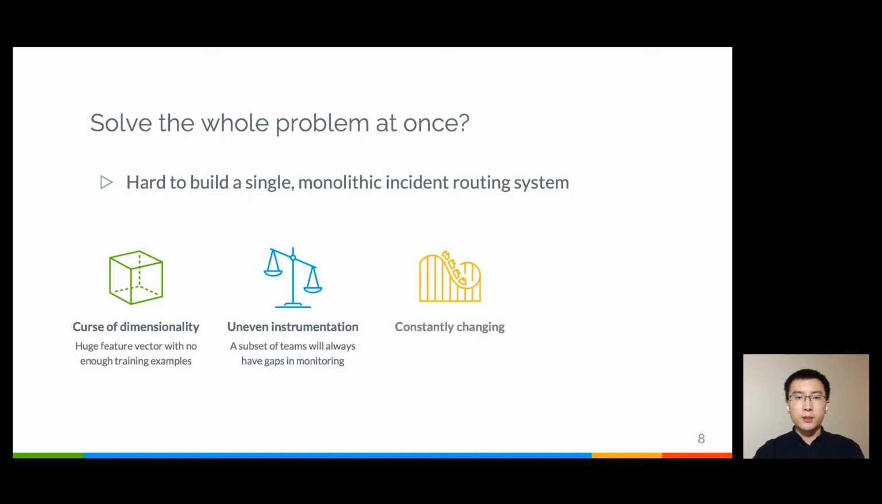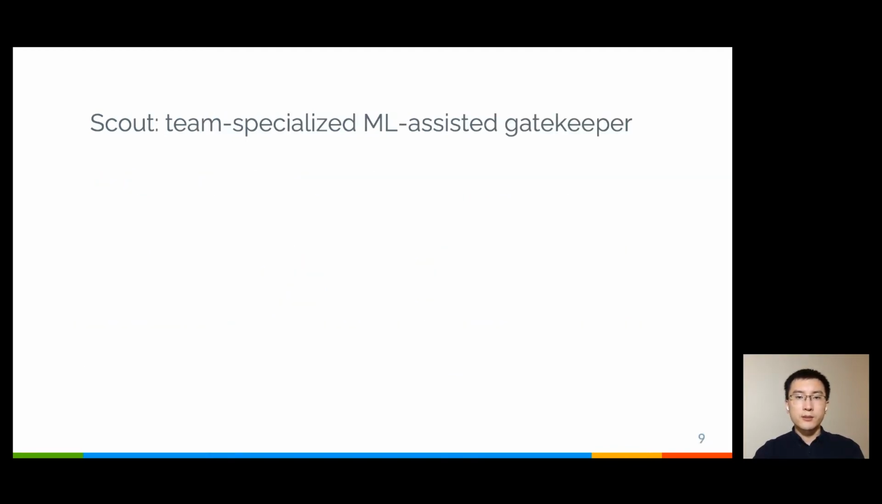The third problem is that the input is constantly changing. We may constantly experience stale components and monitors. The fourth problem is limited visibility. Because we're sitting at a global position, it is difficult to understand the appropriate feature sets from each and every team. So here we present Scout, a team-specialized gatekeeper.